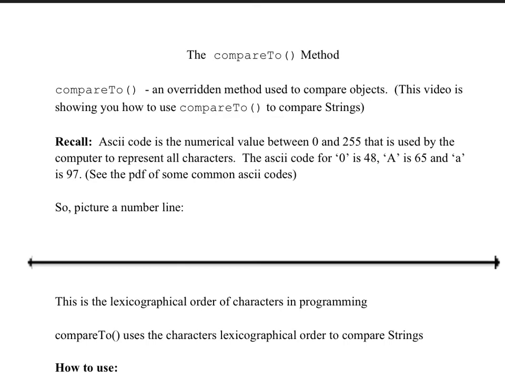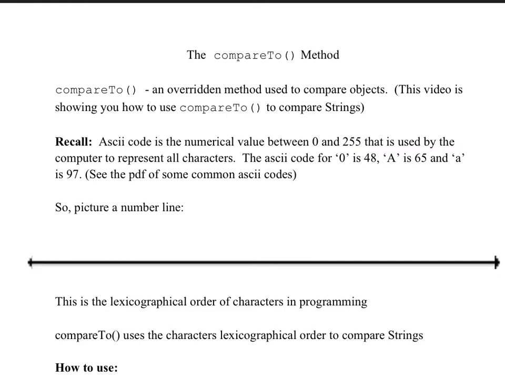Okay, this video is going to explain to you the compareTo method. The compareTo method is an overridden method. That means many different classes and objects are allowed to use compareTo. It's very special. It's like equals, where often many classes use it. We are going to use it in this video to compare strings.